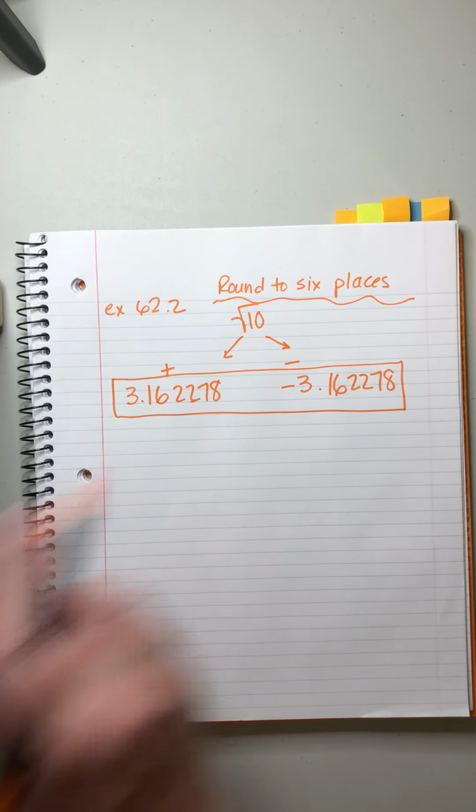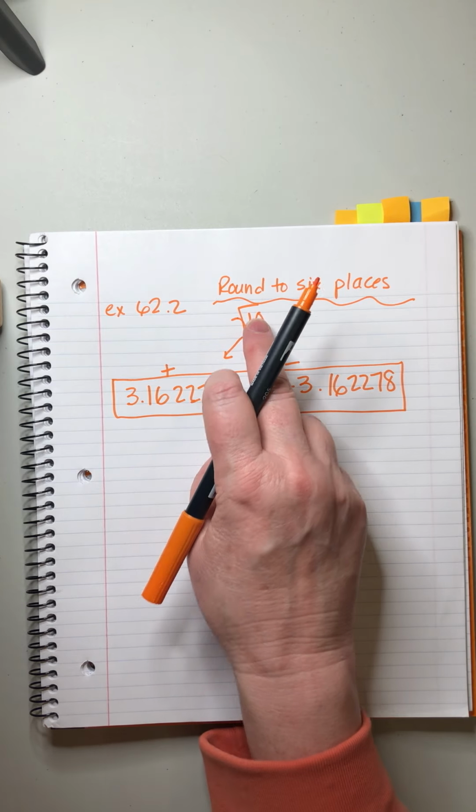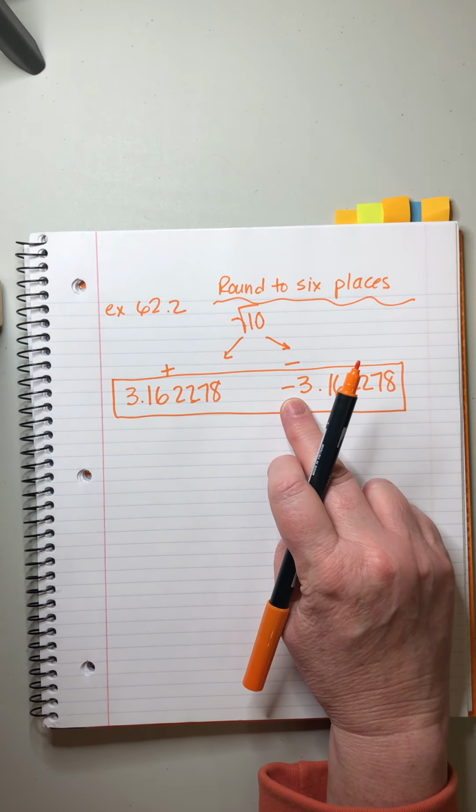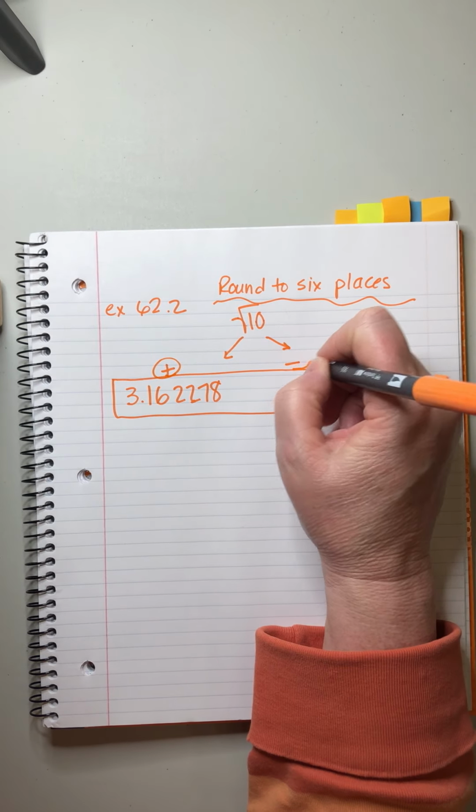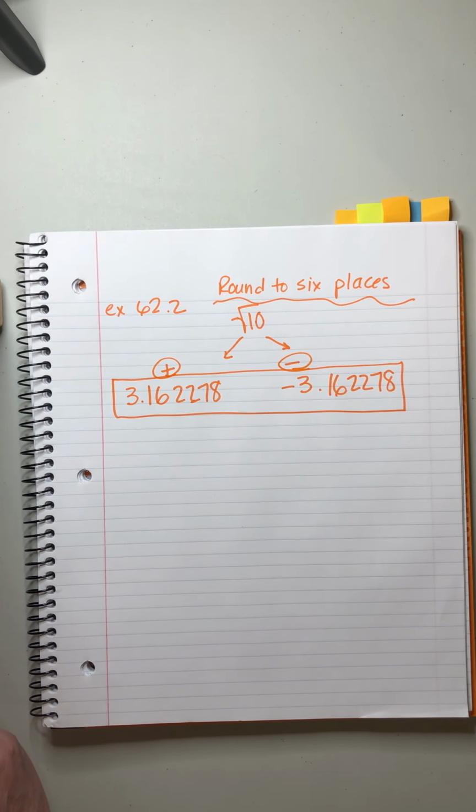So if we multiply this times itself, we'll get positive 10. If we multiply this times itself, we'll get positive 10. So that's why we have 2 roots, a positive and a negative. Okay.